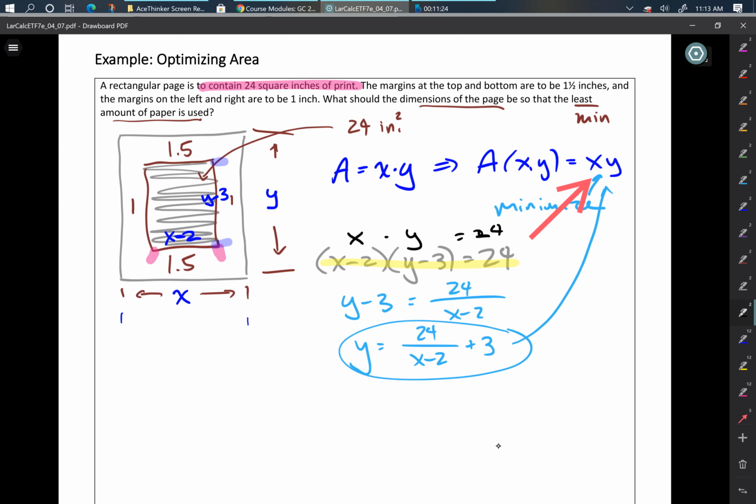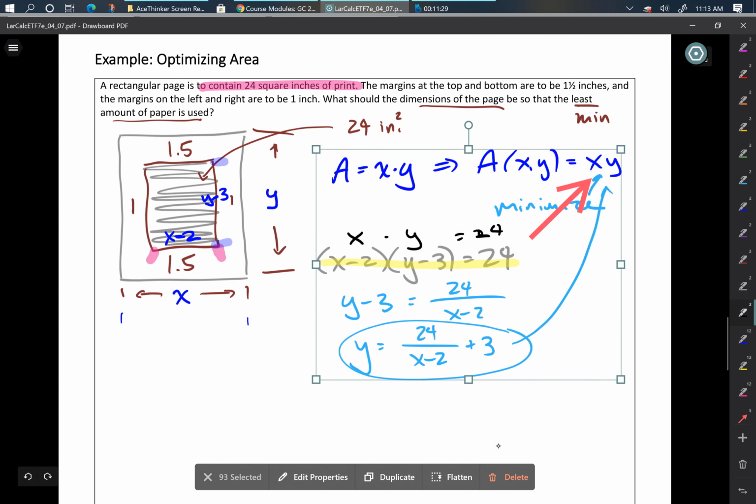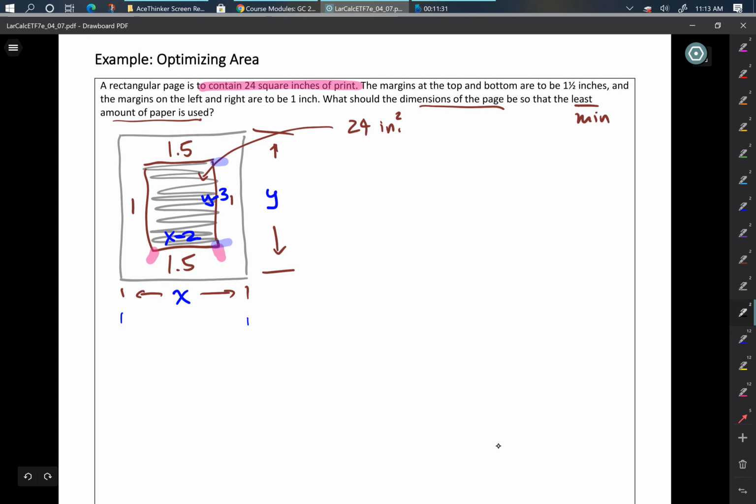So let's do that. What I'm going to do is get rid of all of this, and I'm going to start over. I'm going to say that these dimensions on the inside are not x and y, but x and y, which makes those outside dimensions x plus 2 and y plus 3.